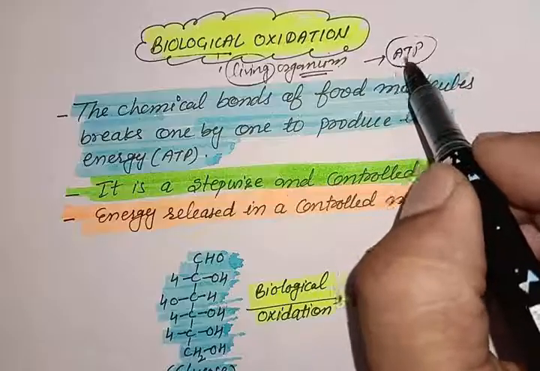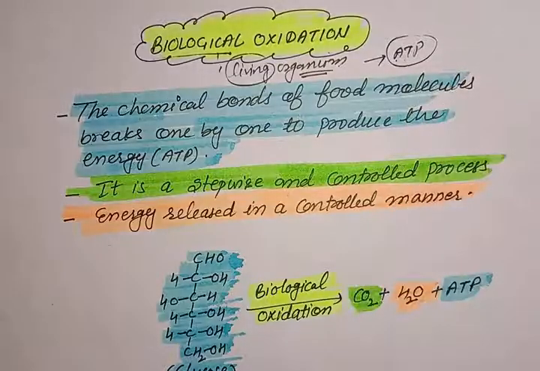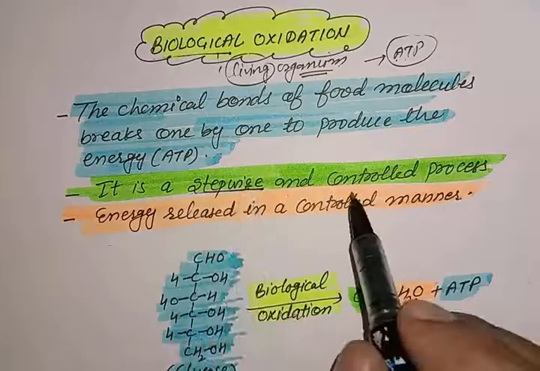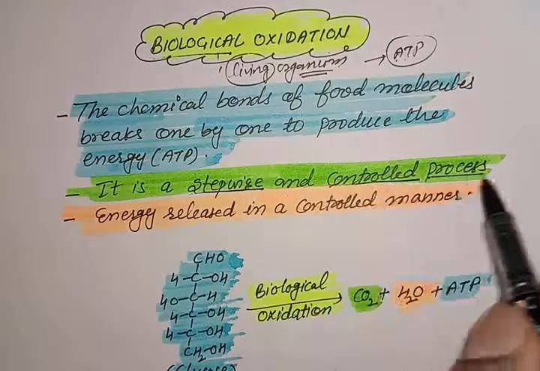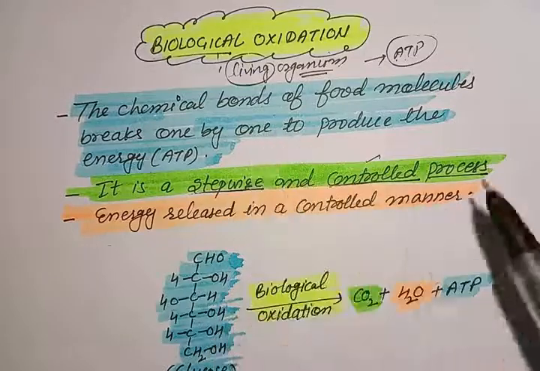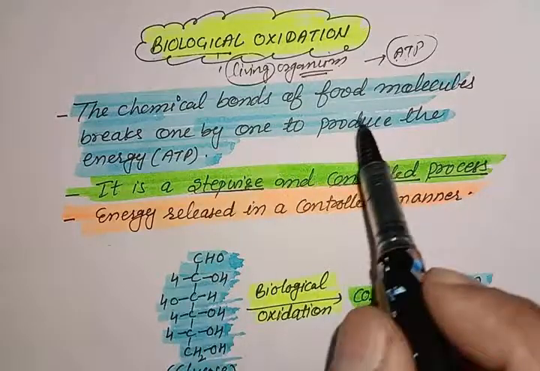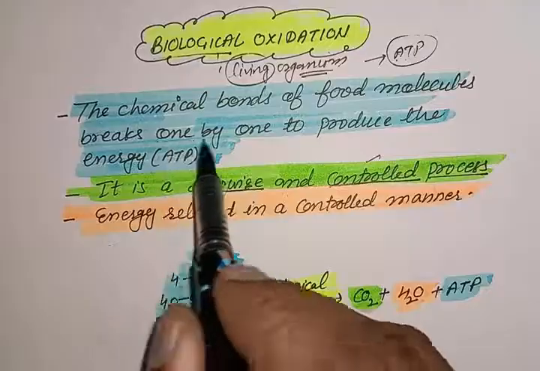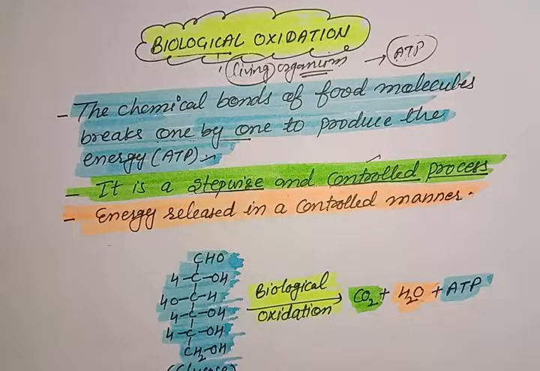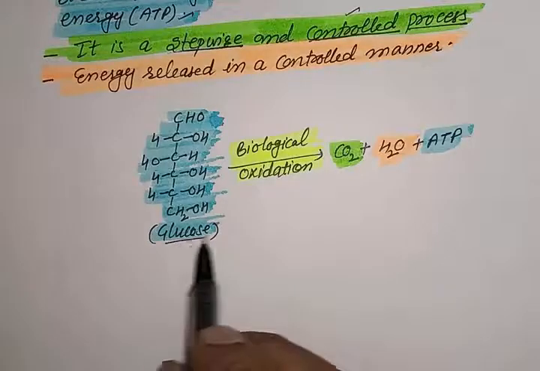Energy means the ATP molecules, adenosine triphosphate molecules. So biological oxidation is a stepwise process, and this stepwise process occurs in a very controlled manner. In biological oxidation, the chemical bonds present in the foods break one by one in steps to produce the energy molecules, that is, ATP molecules.